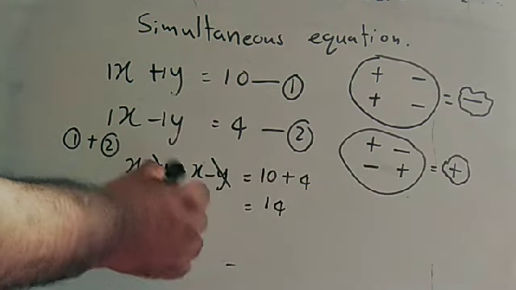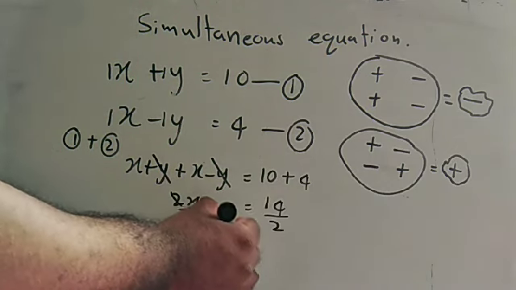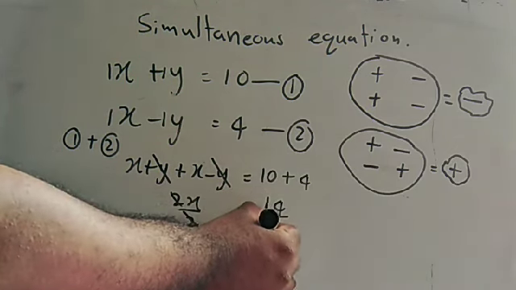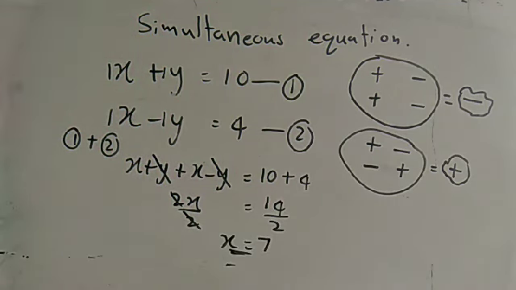Now 2x equals 14, and you can divide both sides by 2. When you divide both sides, 2 and 2 cancel, x is equal to 14 divided by 2, which is 7. The value of x is 7. Understand? The value of x is 7.